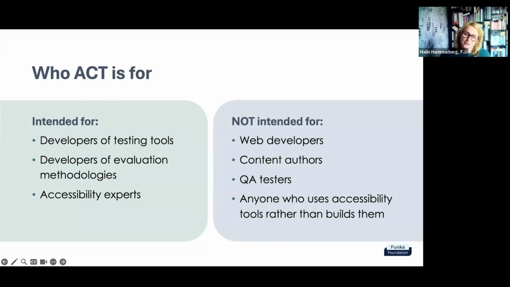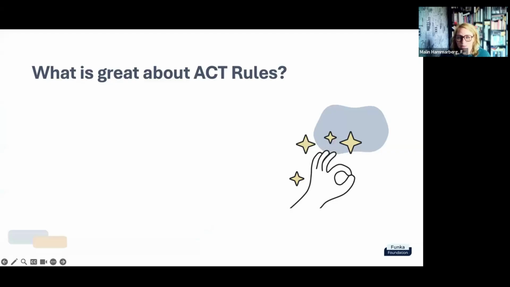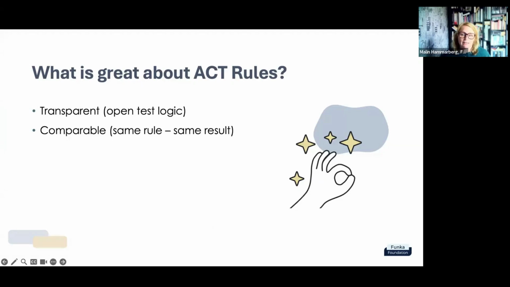For example, if you use accessibility tools, it helps you understand what rules the tools are based on and what that tool is actually checking. It also helps you compare tools and understand why they sometimes give different results, and it makes it clearer what still needs manual review. But there are some great things about the ACT rules. First, they are transparent. The test logic is open and documented, so you can see exactly what's being checked. Secondly, they create comparable results. So if tools use the same rule, the results should be more aligned.